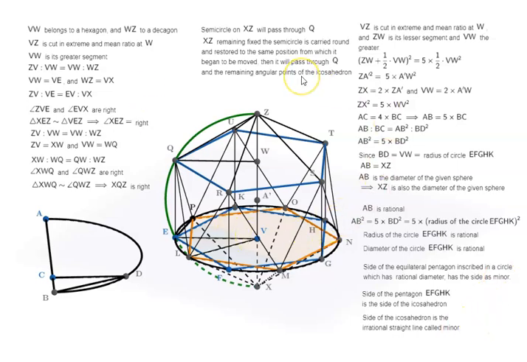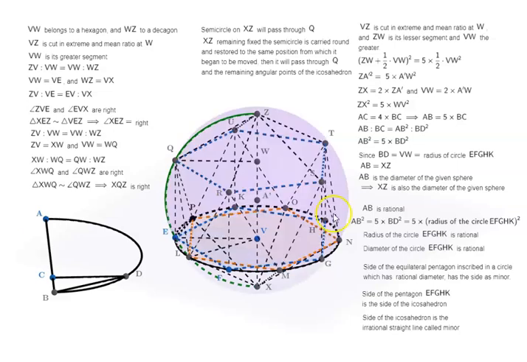So we have constructed an icosahedron and visualized it in a given sphere, and we have proved that the side of the icosahedron is the irrational straight line called minor. So that is proposition number 16 of book 13 of Euclid's Elements.